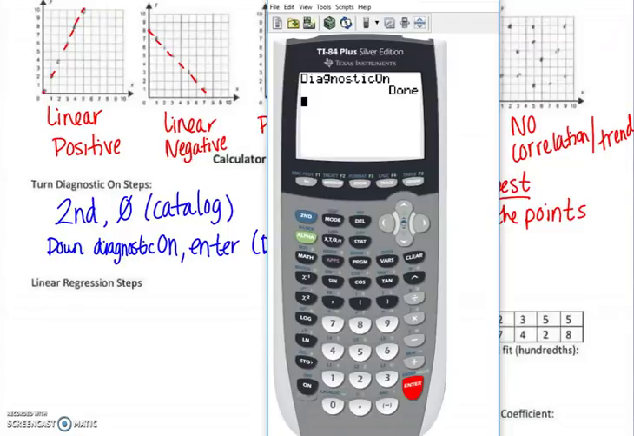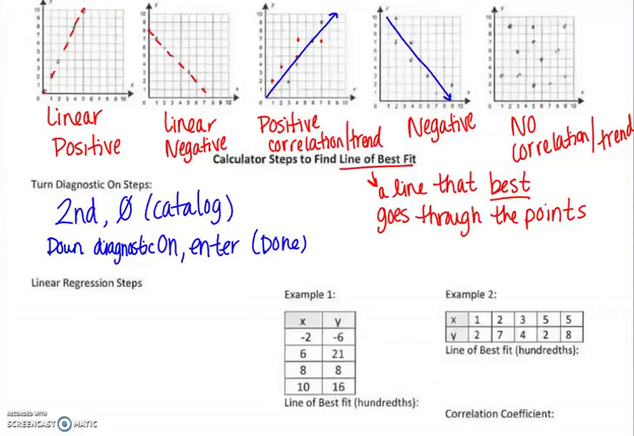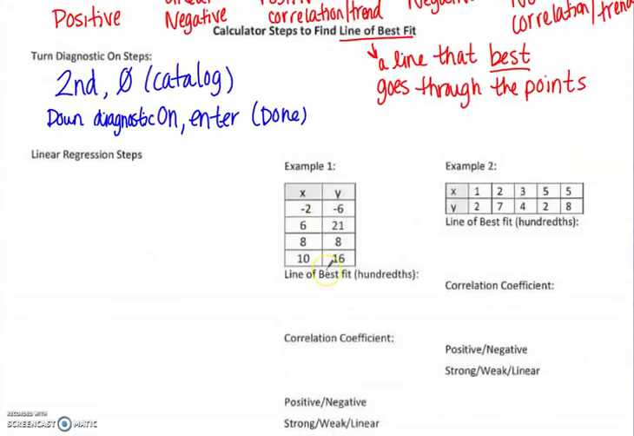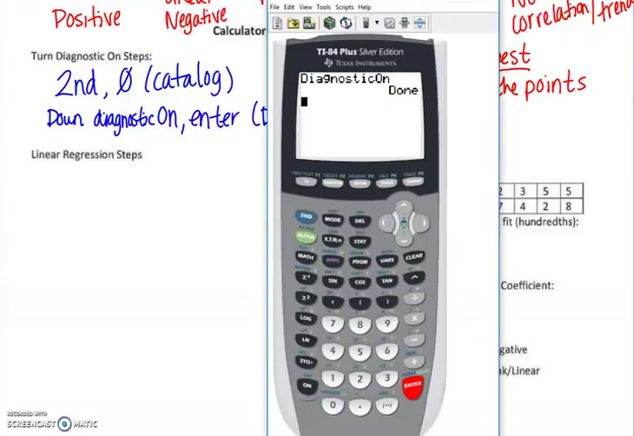Alright, so, we have this set of points right here. We have these sets of points. You could plot them on a graph and look at them, but what I want to do is find out what equation best goes through those points. What's the line of best fit? And we're going to round to the hundredths. So here's what you're going to do in your calculator, okay? You can clear this out if you want to.